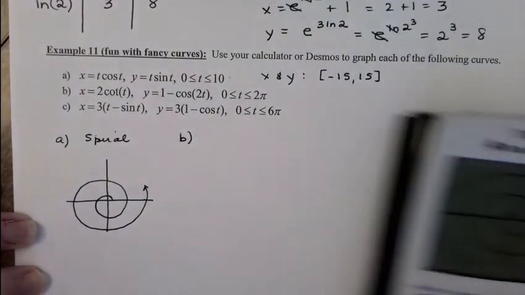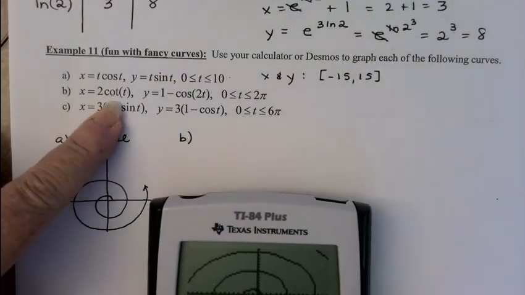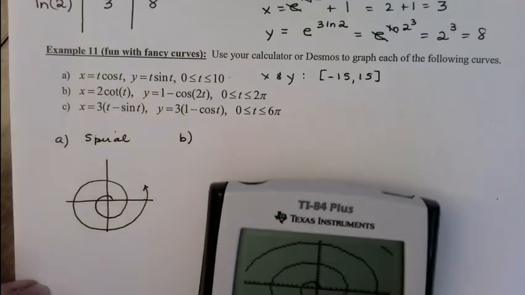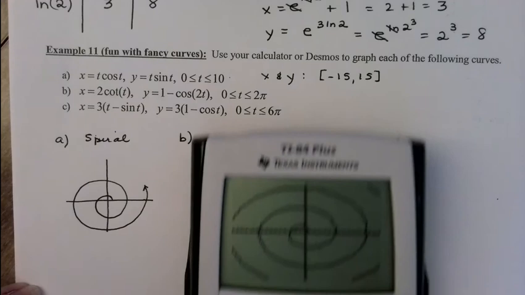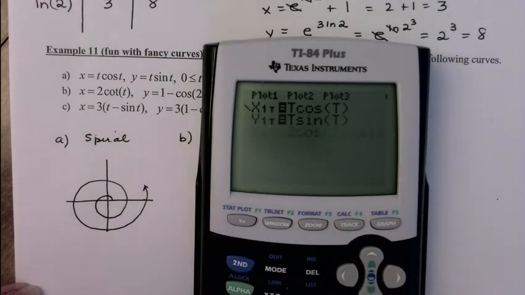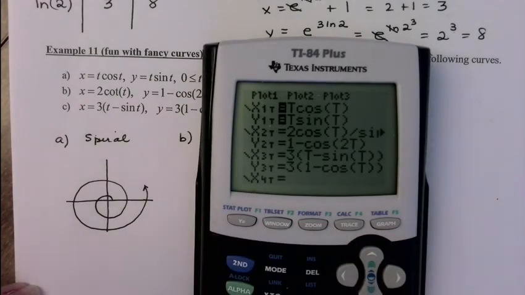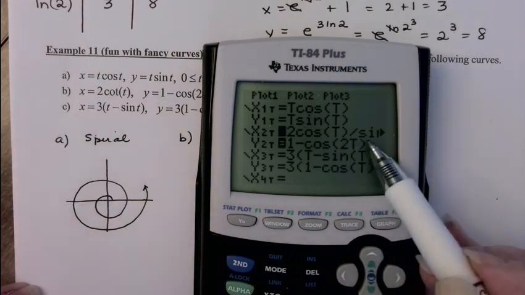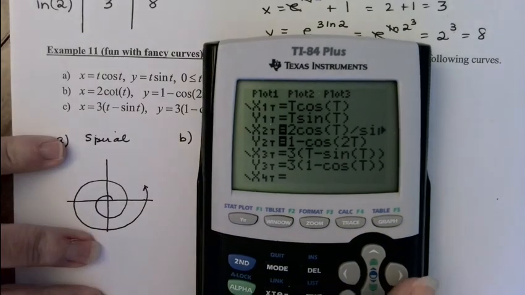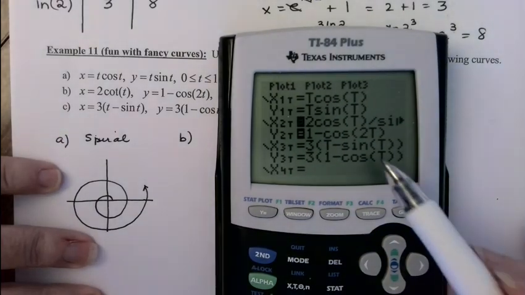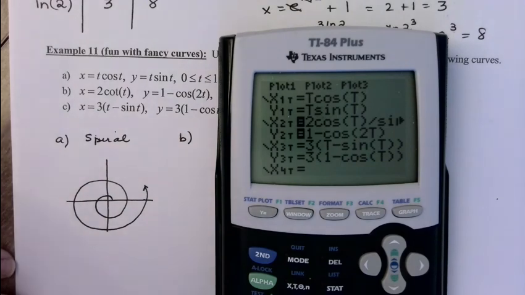B, 2 cotangent t for x and 1 minus cos 2t for y. Our window on the t's is 0 to 2 pi. So again, just to save time, I've already typed those in. Here they are. You'll notice that for x, I had to go with 2 cosine t over sine t. We don't have a cotangent function on the TI-84. And then here's my y, 1 minus cosine 2t.